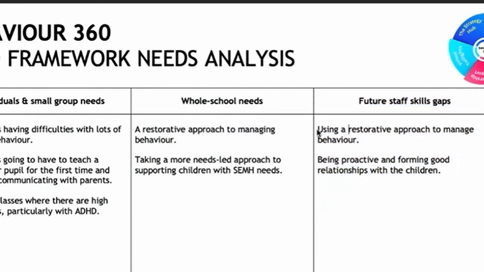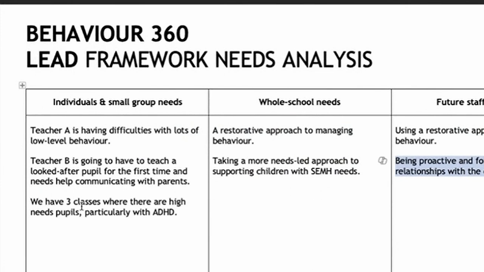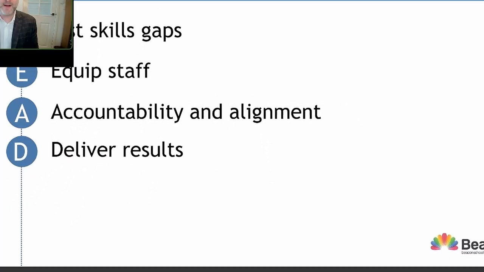So here in this column, we're going to write down what it is that we want new staff to know. And I've just put 2 ideas down here: using a restorative approach to manage behaviour, which fits with the current push that I'm going to have this year, and being proactive and forming good relationships with the kids. So when they walk through the door in September, they're actively recognizing good behaviour, making those relationships and setting themselves up for success across the year. So I'm going to fill out one of these needs analysis forms. So I'm just going to stop sharing that for a minute.